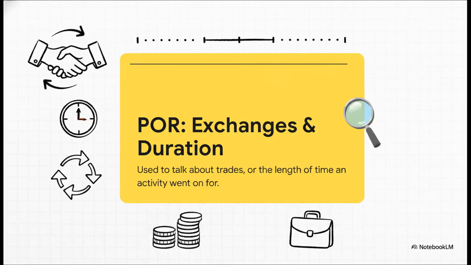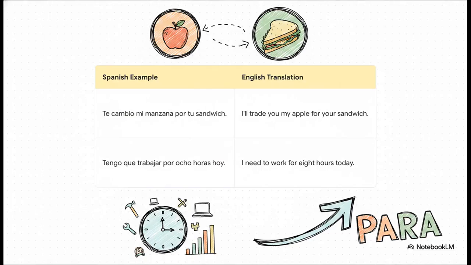Okay, two more key uses for our journey word. Por is for exchanges, this for that, and for duration. So when you're talking about how long an action takes, again, it's all about the process or the transaction, not the final endpoint. And here we see it in action. Te cambio mi manzana por tu sándwich is a classic exchange. And tengo que trabajar por 8 horas hoy. That describes the duration, the block of time you'll be working.